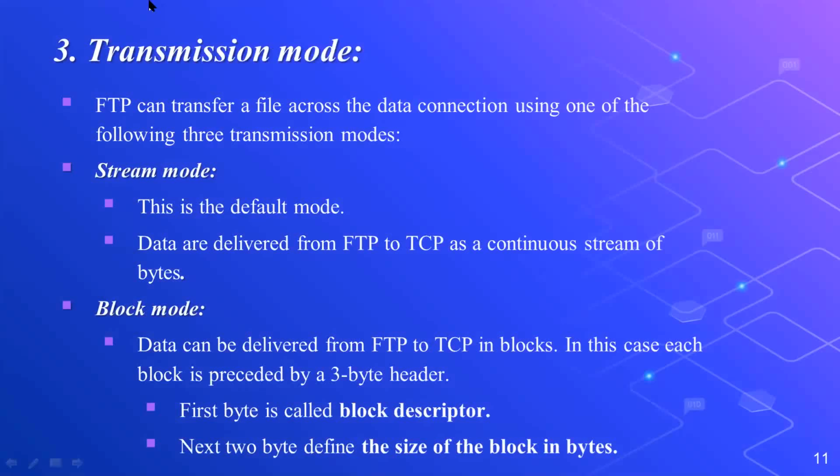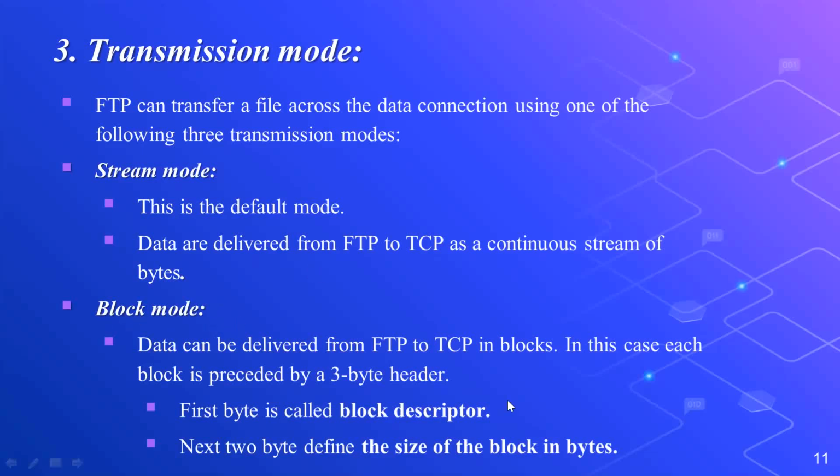The third one is the transmission mode. Here again, FTP can transfer a file across the data connection through any type of mode. One is stream mode, the second is block mode, and the third is compressed mode. Stream mode is the default mode, and here the data is delivered from FTP to TCP as a continuous stream of bytes, and TCP has the responsibility for chopping the data into segments of appropriate size.